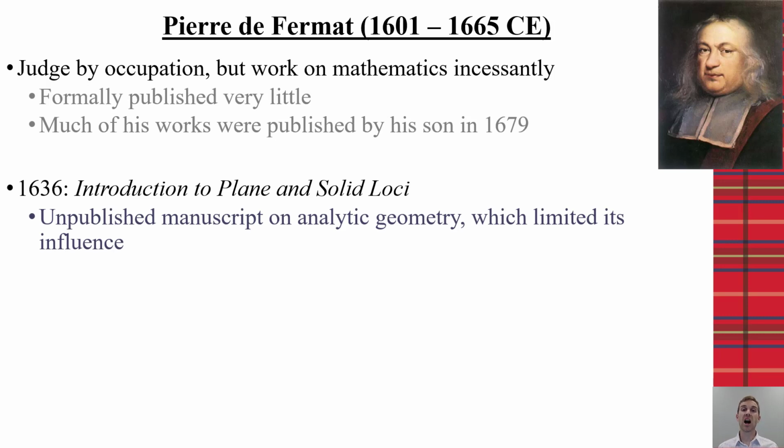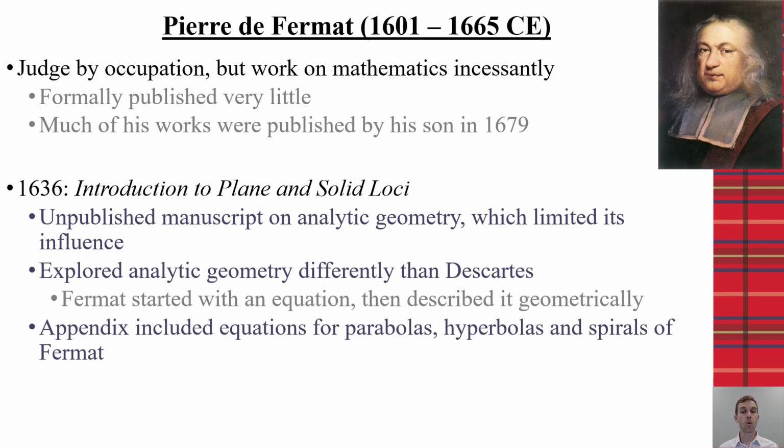He does have an unpublished manuscript that went around much of Europe, and that is where we get his ideas of analytic geometry. But because it was formally unpublished and was only a manuscript, it didn't have the same influence as Descartes' work. Now, within his work, he actually went about the idea of analytic geometry differently than Descartes. Whereas Descartes would start with the geometry to build complex equations, which allowed him to look at more advanced equations, Fermat started with the equation and used that to describe different types of curves and concepts in geometry.